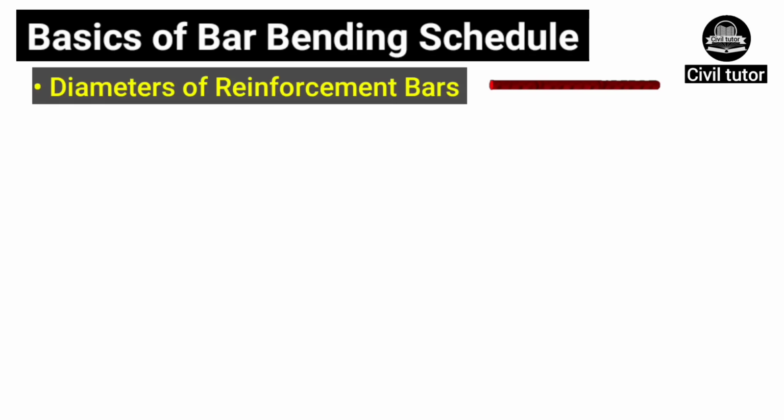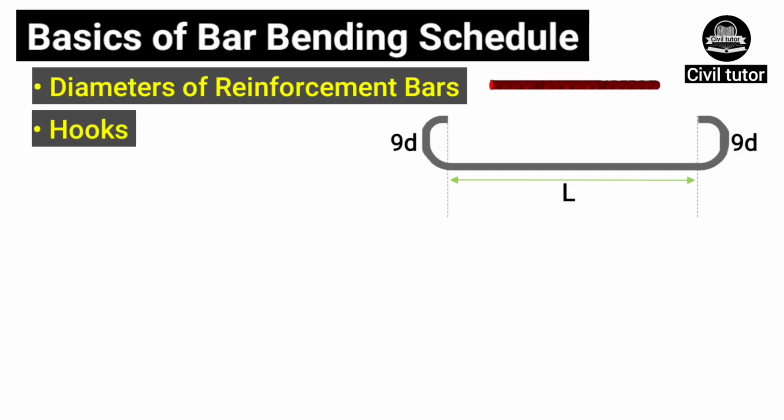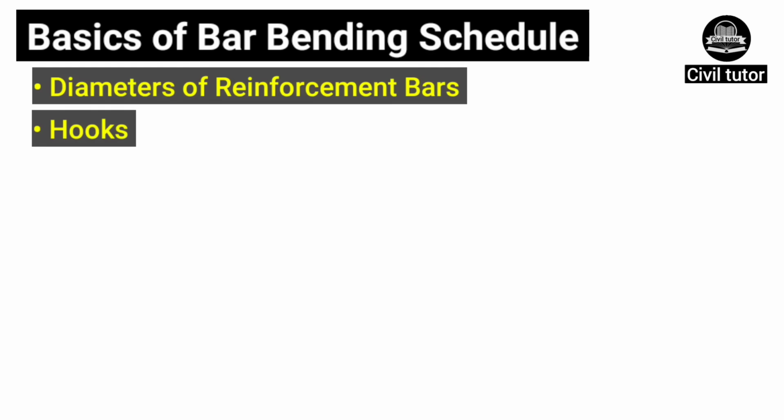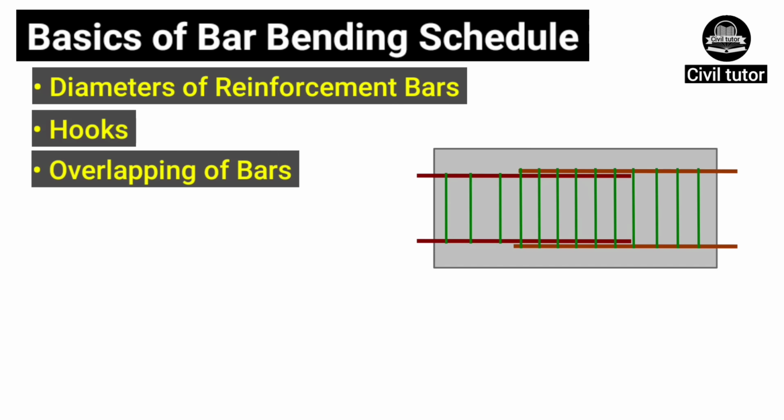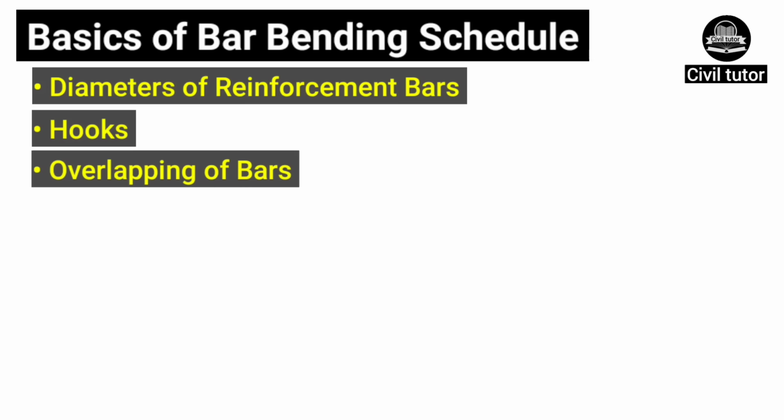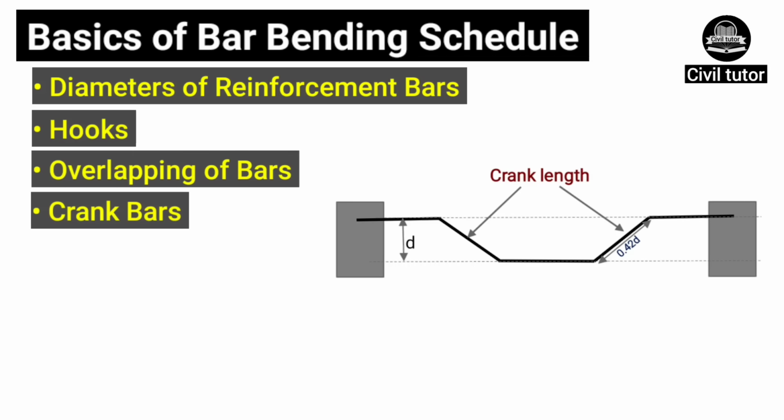The next topic will be about hooks, in which we will discuss the reasons for providing hooks in structural members, the function of hooks in stirrups, and how to calculate the hook length and cutting length of bend. I am going to discuss the provision of overlapping of reinforcement bars in structural members. This lecture will also include the provision of crank bars and how to calculate the cutting length of cranked bars.